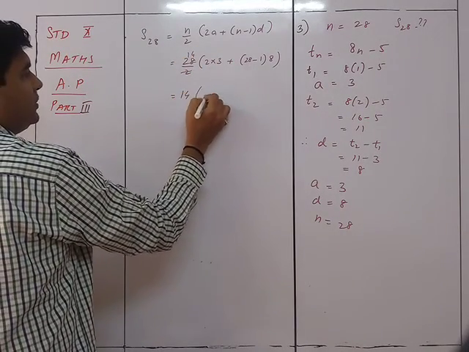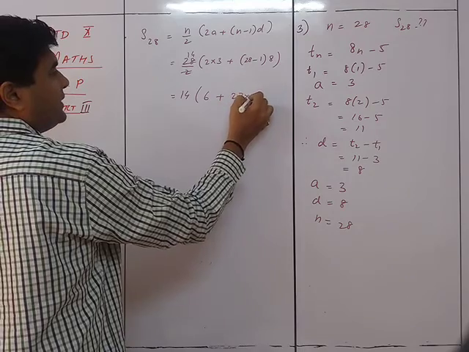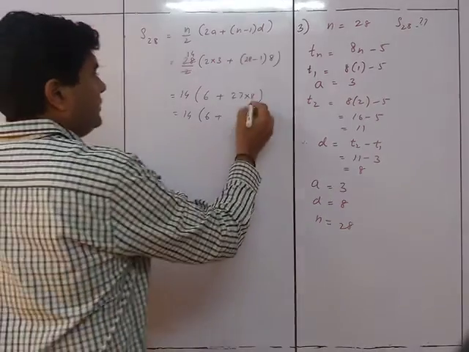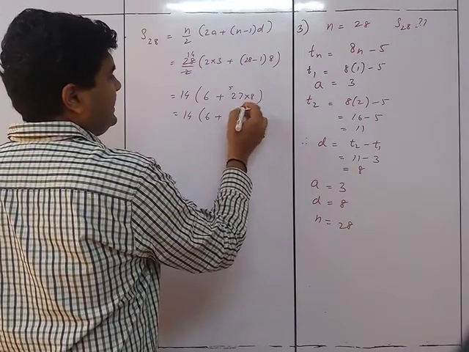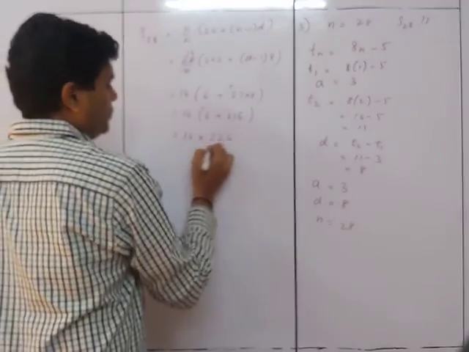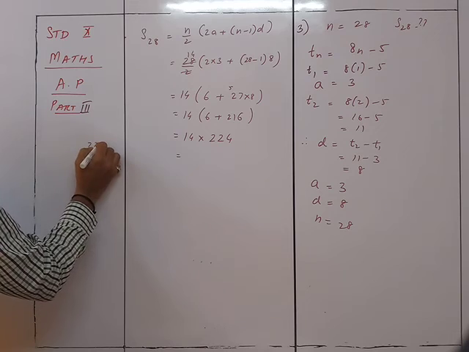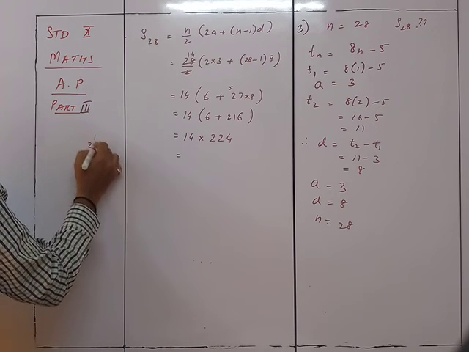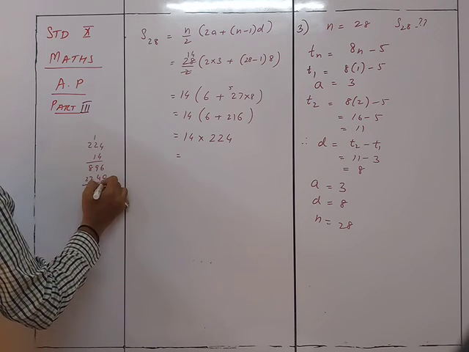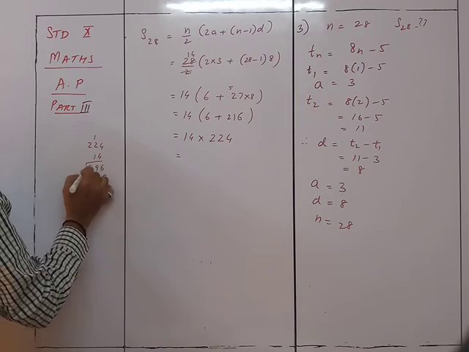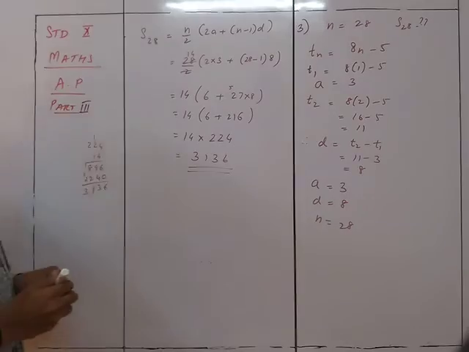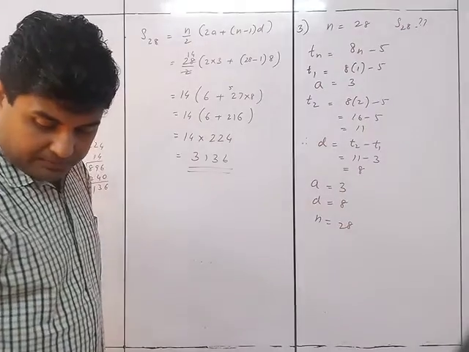So 14 into 6 plus 27 into 8. That is 14 into 6 plus 216. So that is 14 into 222. So that's going to be 222 into 14. 4 4s are 16, 4 2s are 8, 9, 4 2s are 8, 0, 4 2, 2, 6, 3, 1, 3. So 3, 1, 3, 6 will be the answer for the third sum.